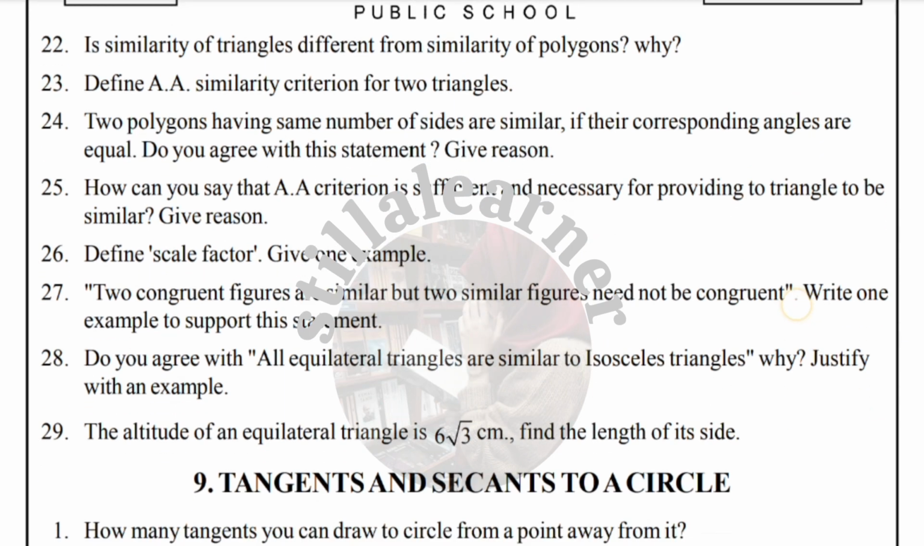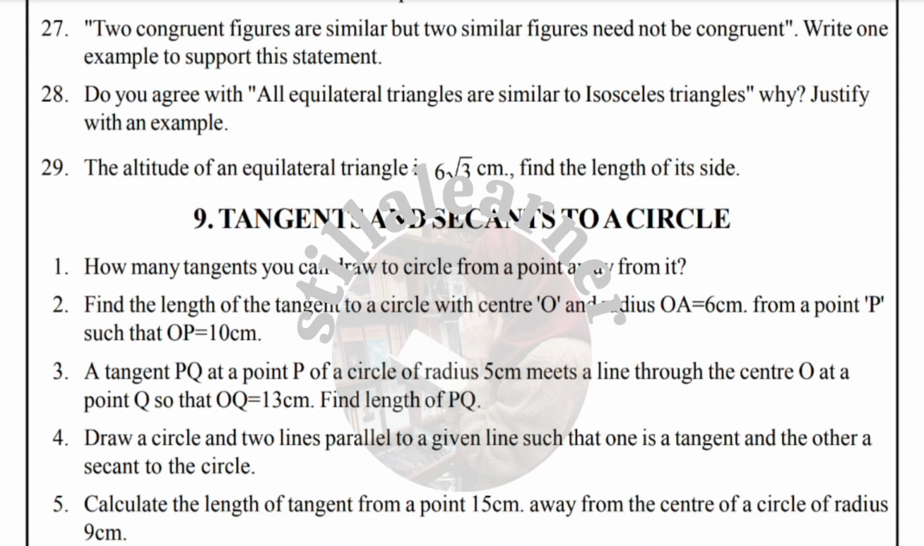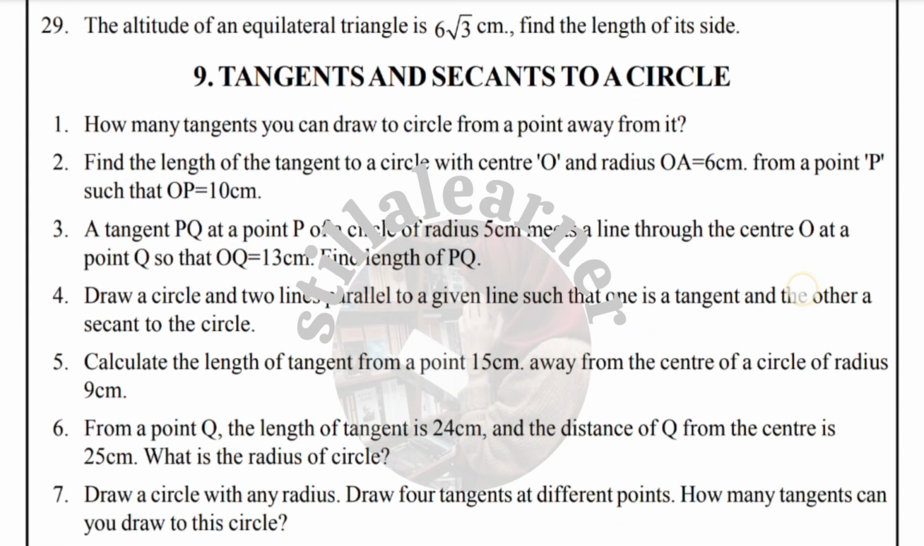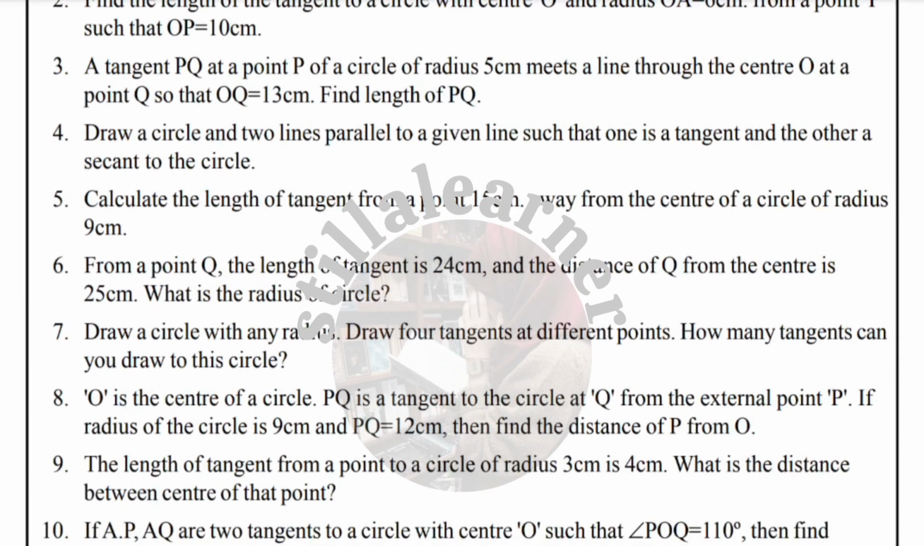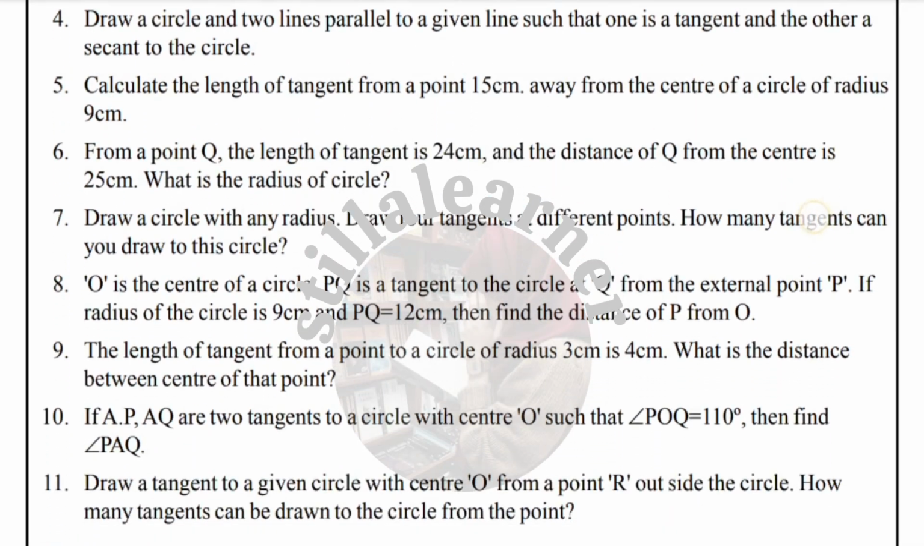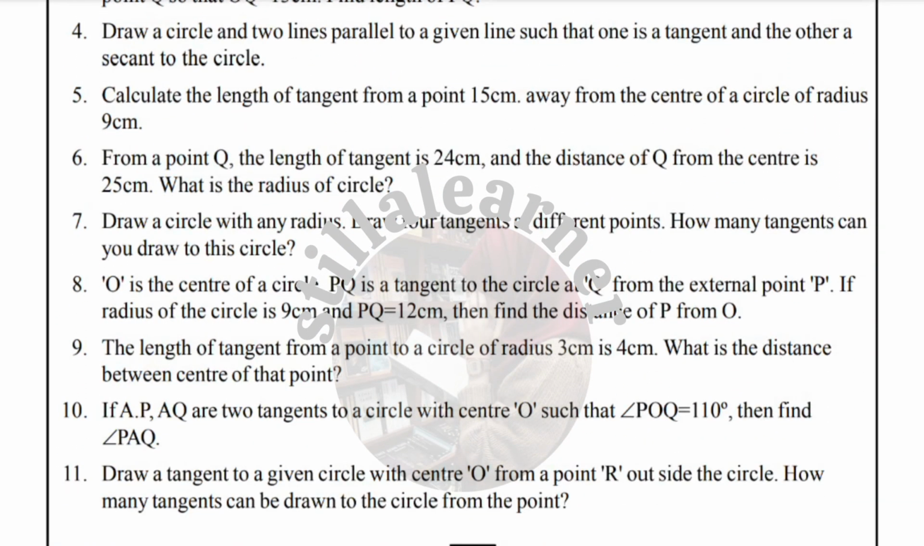So the next chapter we'll see is tangents and secants to a circle. Draw a circle with any radius, seventh question. Next, the 10th question, just go through the 10th question. It's an important question for 8 marks.